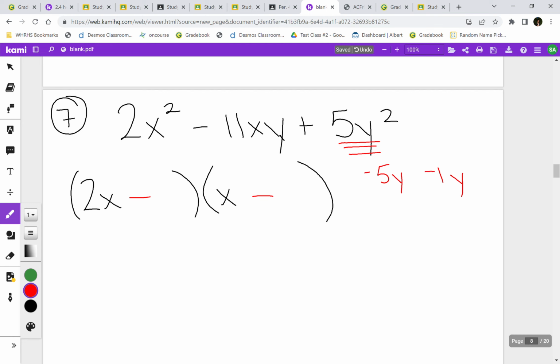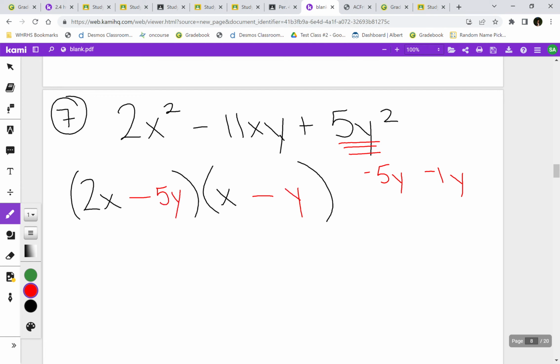Now, the question is with the guess and check, what goes where? Do I put the 5y with the 2x, or do I put the 5y with the x? Should I do it wrong first? Let's do it wrong first. Let's put a 5y here and a y here.